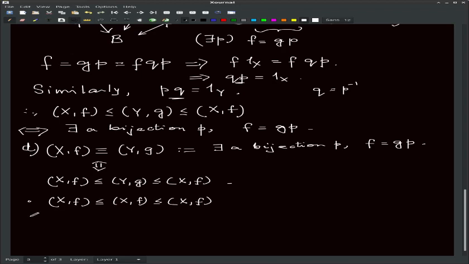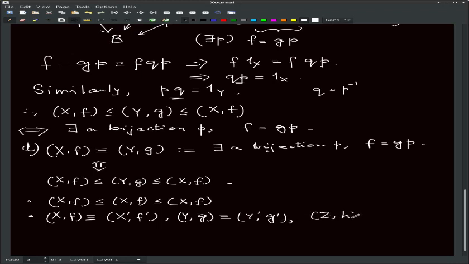Now, suppose xf is equivalent to x prime f prime. And let me write these equivalences: yg is equivalent to y prime g prime. And say zh is equivalent to z prime h prime.